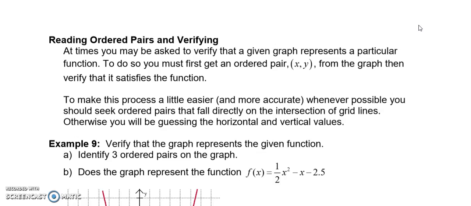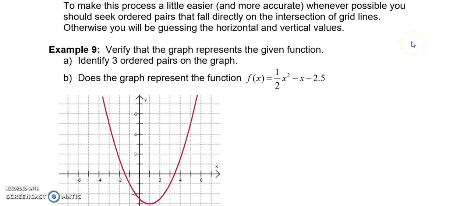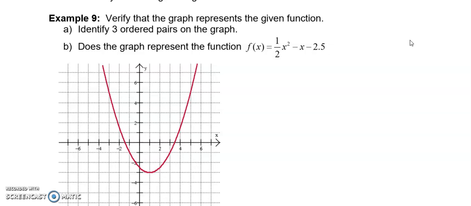This lesson begins on page 12 in your notes, and it's called Reading Ordered Pairs and Verifying. What they're trying to get you to do here is look at a graph and look at the equation of some function and determine if that graph and that function are one and the same. For example, here's example number 9. We'll do this one now in just a moment.